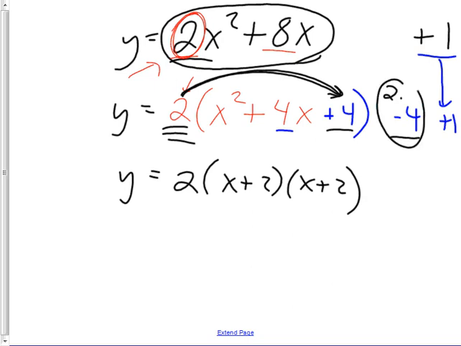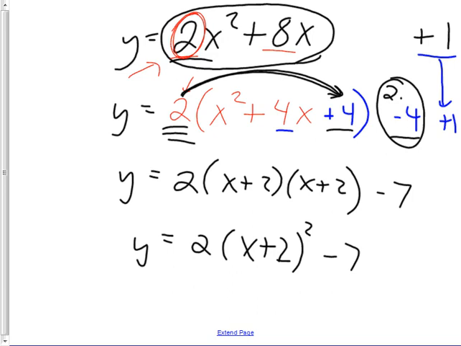And then this, not forgetting the 2, I'm remembering the 2, makes negative 8. Negative 8 plus the 1 makes negative 7. And the final answer is to actually put it all together: x plus 2 quantity squared minus 7. Now I know my vertex. I completed the square for the vertex, because now I can tell it's negative 2 comma negative 7.